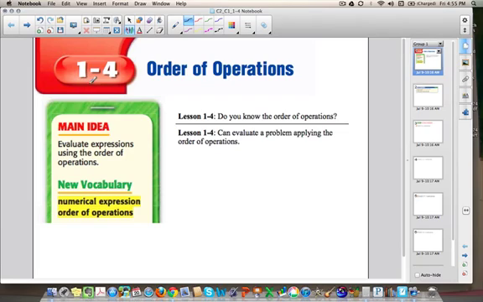Lesson 1-4, Order of Operations. The main idea for this lesson is to be able to evaluate expressions using the order of operations.